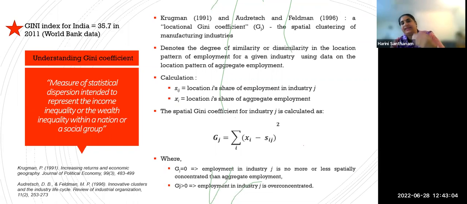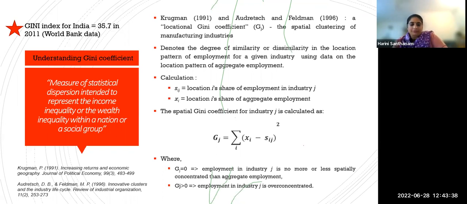So when we say aggregate employment, it is rural versus urban environment. Even within rural and urban employment, we have rural male population who are employed, rural female population who are employed, urban male and urban female, right? So the calculation is, I have given you how the calculation is done here. You see the formula. Using the formula, data on location share of employment and location share of aggregate employment within an industry and across the industries, we come up with this spatial coefficient.